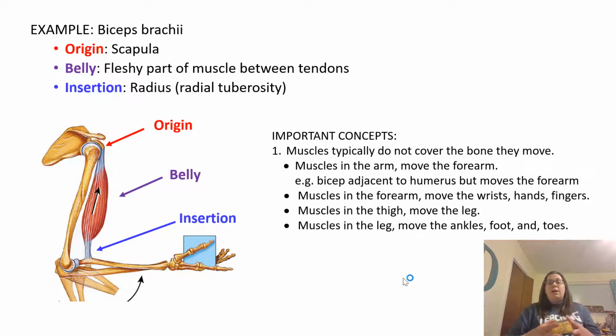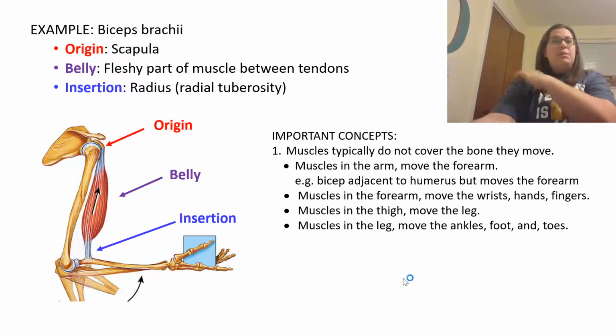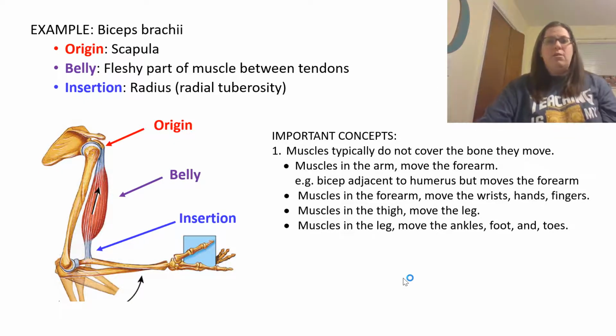Some important concepts here, guys, is that muscles typically do not cover the bone they actually move. See how the bicep is covering the humerus, but the humerus is not the bone that it's actually moving. So muscles in the arm are going to move the forearm. The bicep runs adjacent to the humerus, but it moves the forearm. Muscles in the forearm are going to move the wrist and the hand as well as the fingers. Muscles in the thigh are going to move your leg, and muscles of your leg are going to move your ankle, foot, and toes. So they normally are going to be above what they're actually going to allow for movement.